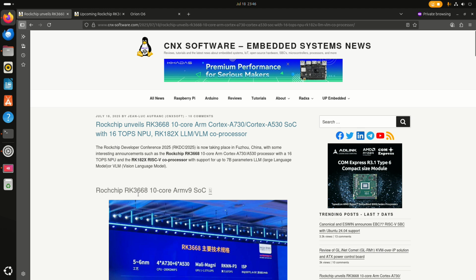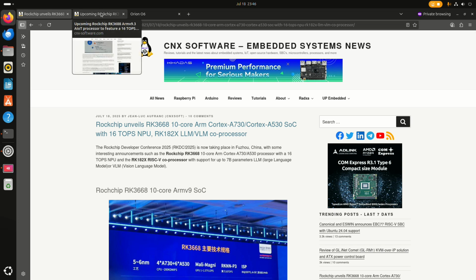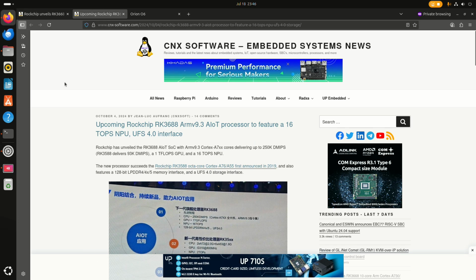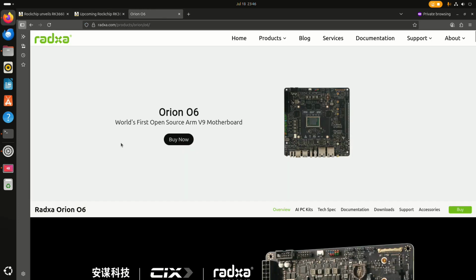Now, the RK3668 is not going to be the real flagship chip. Earlier, the Rockchip RK3688 was already announced, and I think that one is, let's just say, aimed at something like the Radxa Orion 06.